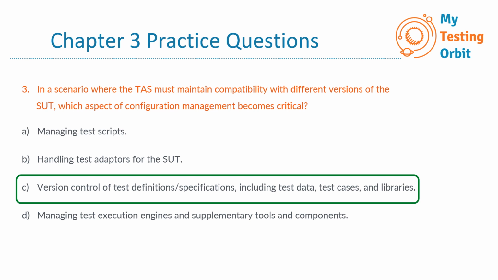So option A, managing test scripts. This is incorrect because while managing test scripts is important, it is not the primary focus for ensuring compatibility with different SUT versions. Then we have option B, handling test adapters for the SUT. This one is incorrect because managing test adapters is important, but it is not the key aspect for version compatibility with the SUT. And option D is managing test execution engines and supplementary tools and components. This option is incorrect because while managing test execution engines and tools is important, it is not the primary concern for ensuring compatibility with different SUT versions.